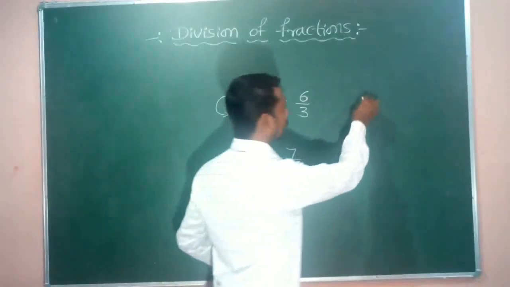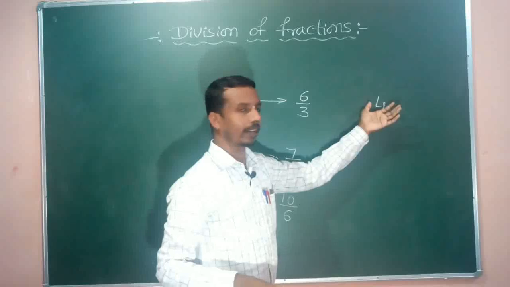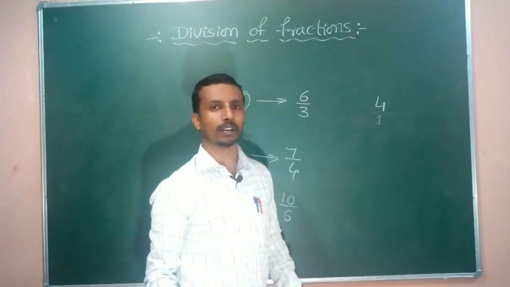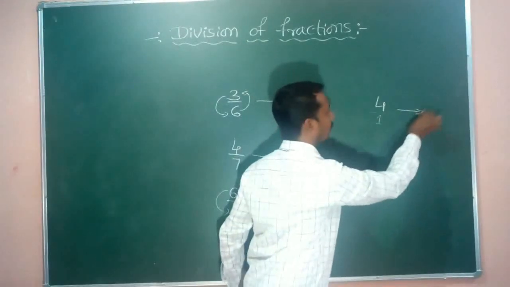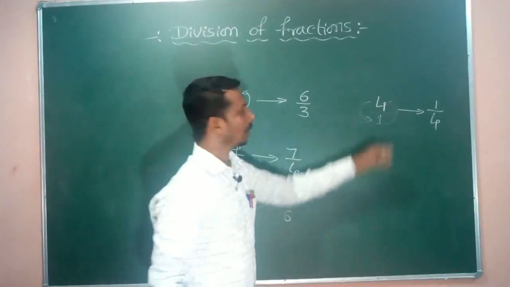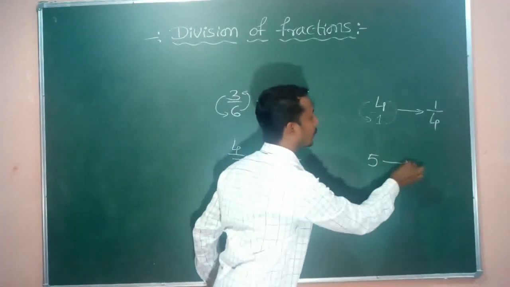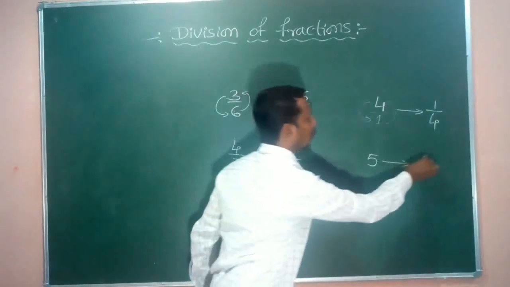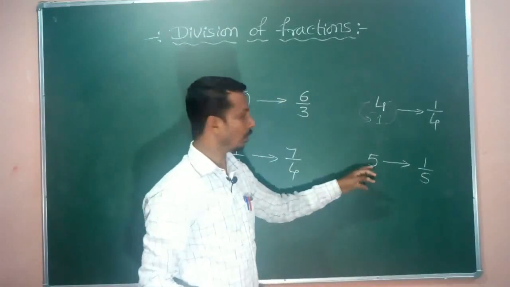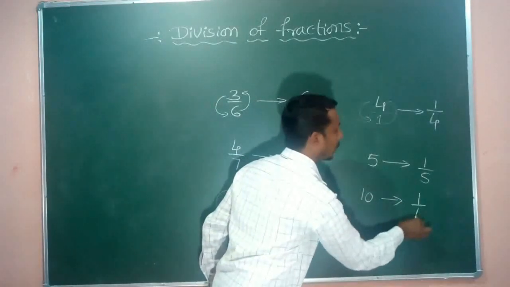Like that, if they tell you to write the reciprocal of 4, if they are given only a number like this, listen, if they are not given any denominator, it is always 1. Then the reciprocal of 4 is 1 by 4. Then the reciprocal of 5 is 1 by 5, because if they are not given any denominator, it is always 1. Then the reciprocal of 10 is 1 by 10.